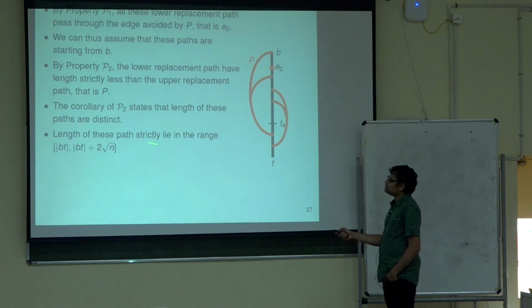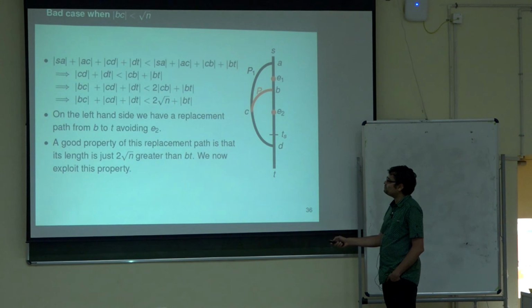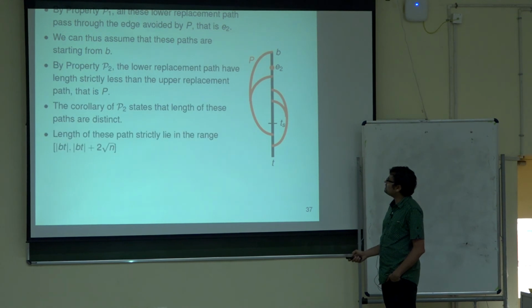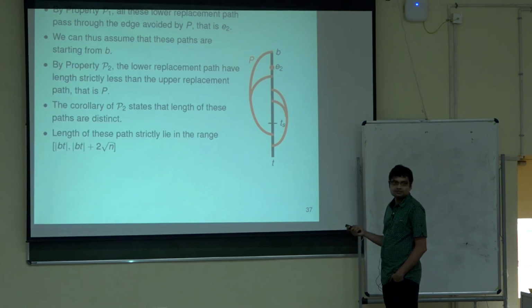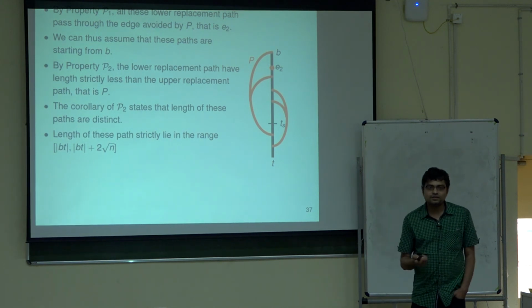Well, I know that the length of this replacement path will strictly lie in this range, BT and BT plus 2 square root of n. Why BT? Because the length of this path is BT itself. Why BT plus square root of n? Well, this is what we proved here. The length of P is less than or equal to BT plus 2 square root of n. And all these replacement paths would have length less than the length of P. But the length of P itself is less than BT plus 2 square root of n.